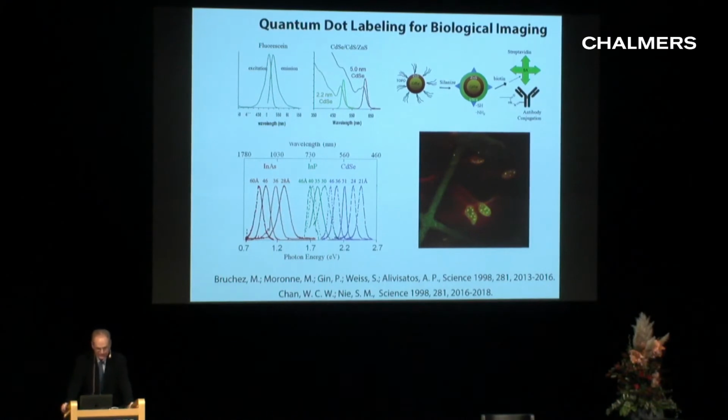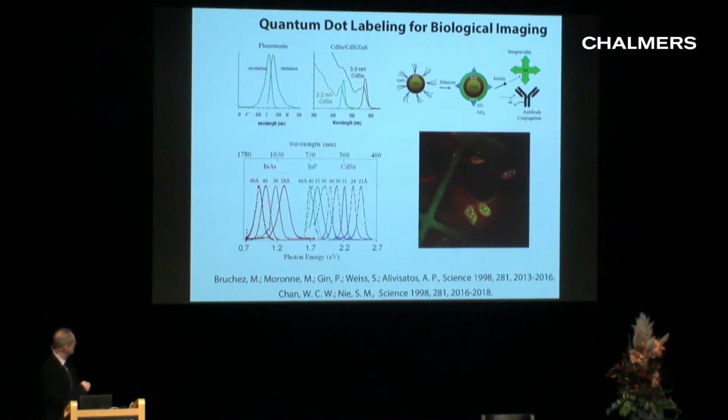Once that had been done, it actually became possible to take these crystals and use them as if they were macromolecules. They're about the size of a protein. So some years ago, we were able to show with my good friend Shimon Weiss that we could use these as biological labels. And what you can see up there in the upper left is an image of the absorption and emission of a dye molecule versus one of these quantum dots. And there are some differences which I'd like to point out to you.